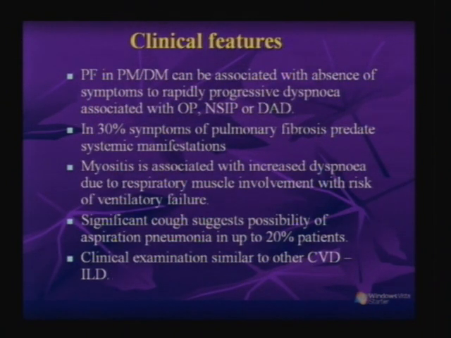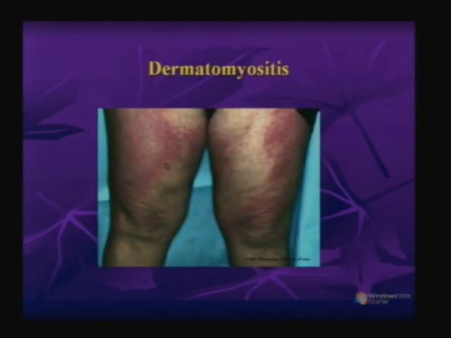Now, the clinical features in these range from absence of symptoms to rapidly progressive dyspnea associated with organizing pneumonia, NSIP and diffuse alveolar damage. In 30%, symptoms of pulmonary fibrosis predate the systemic manifestations, and myositis is associated with increased dyspnea due to respiratory muscle involvement with risk of ventilatory failure. There could be significant cough, which suggests the possibility of aspiration pneumonia in 20% of patients. And clinical examination is similar to that in other CVD ILDs.